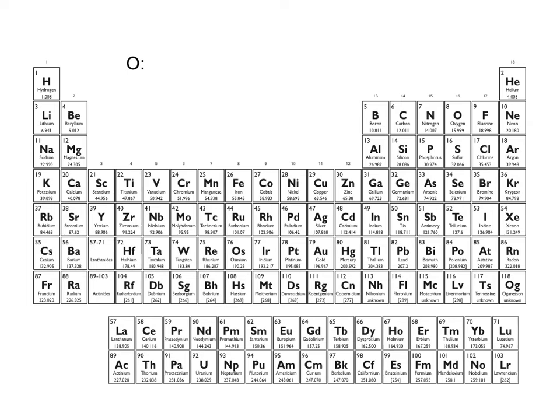Alright, so if we want to draw the orbital energy diagram for oxygen, what I usually do is start by writing down the electron configuration. So I would go to the periodic table and find oxygen. For oxygen, we have the 1s, the 2s, and the 2p's. Oxygen is in the 1, 2, 3, 4th column of the p block, so it's going to have 4 2p electrons. The electron configuration for oxygen is 1s2, 2s2, 2p4.